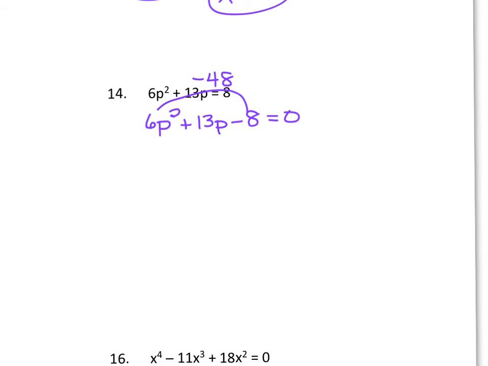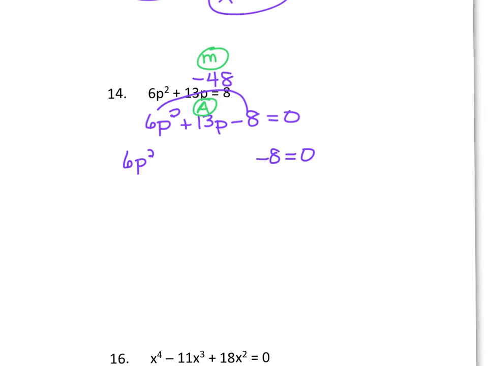What we do is we bring down the first term, we leave a big space, and we bring down that last term, and we come up with 2 numbers that multiply to negative 48 and add to positive 13. All right, so it may take a little bit of trial and error, but we wind up getting, I guess, a positive 16 and a negative 3.